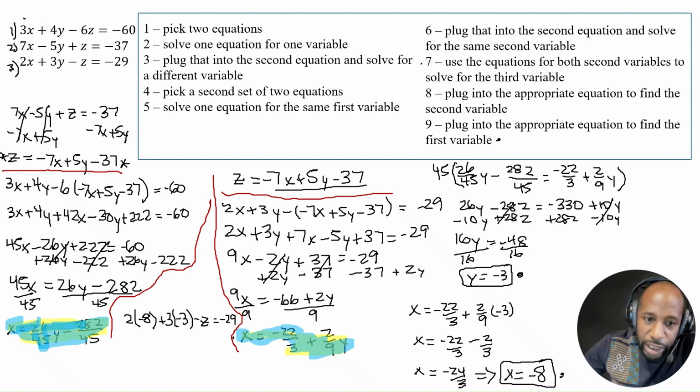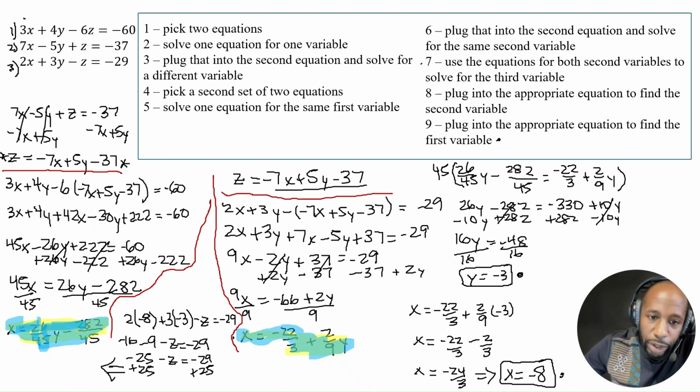2 times negative 8 is negative 16. 3 times negative 3 is negative 9. Minus z equals negative 29. Okay, negative 16 minus 9 is negative 25. Minus z equals negative 29. Plus 25. Plus 25. And then I'm going to write my answer over here. Negative z equals negative 29 plus 25, which is negative 4, or z equals 4.